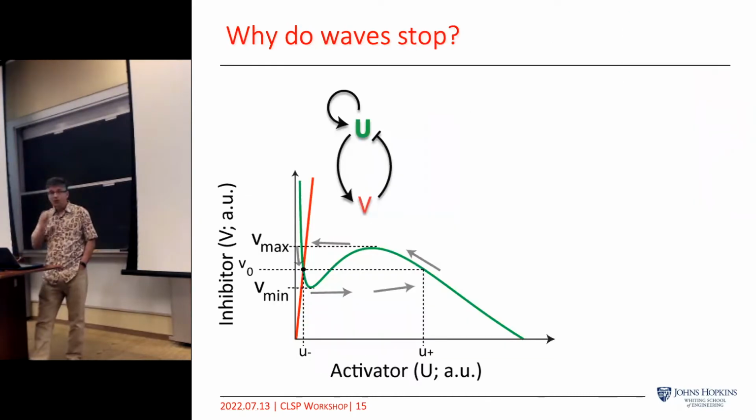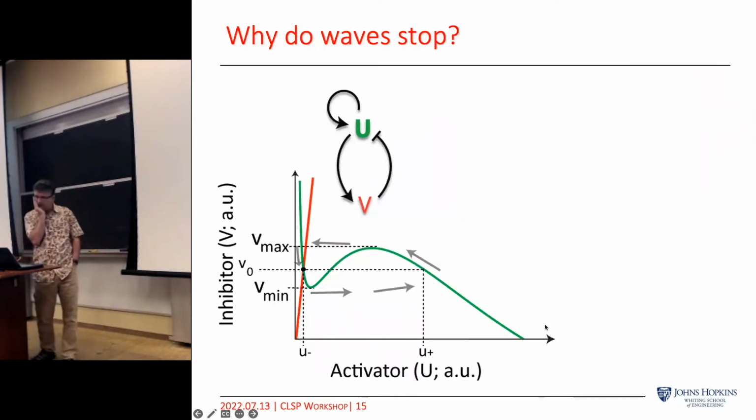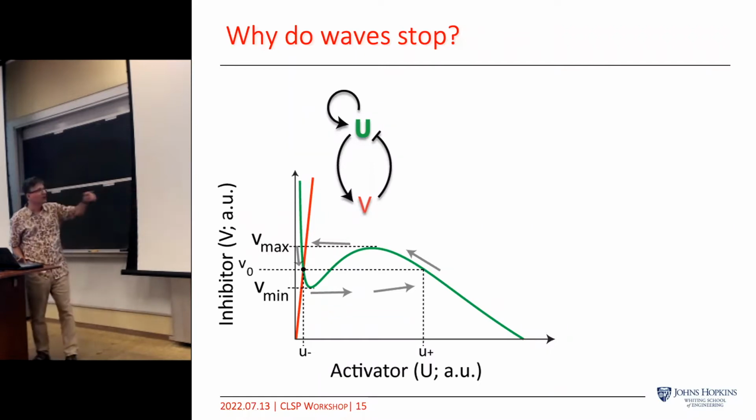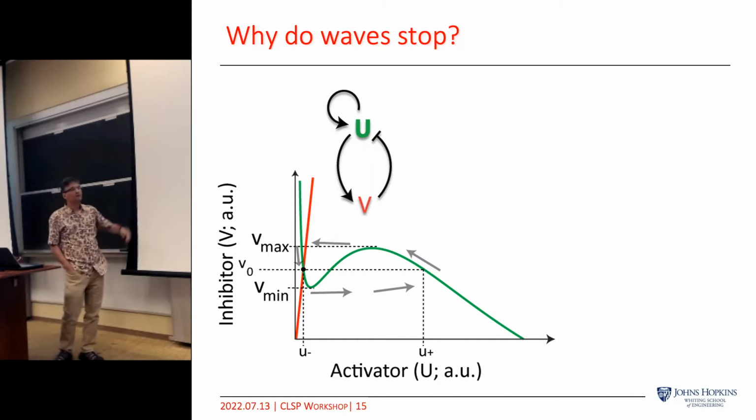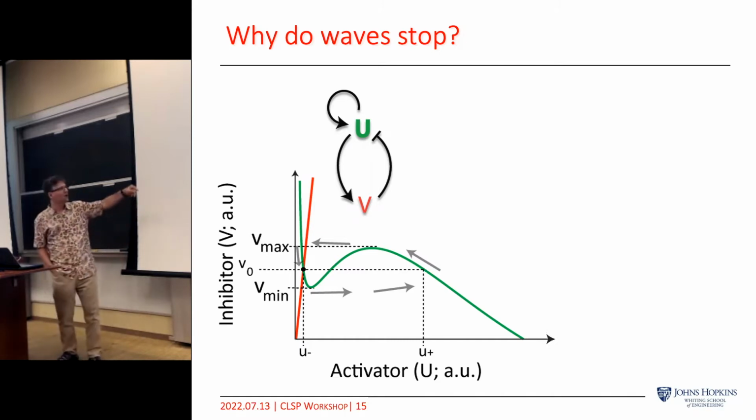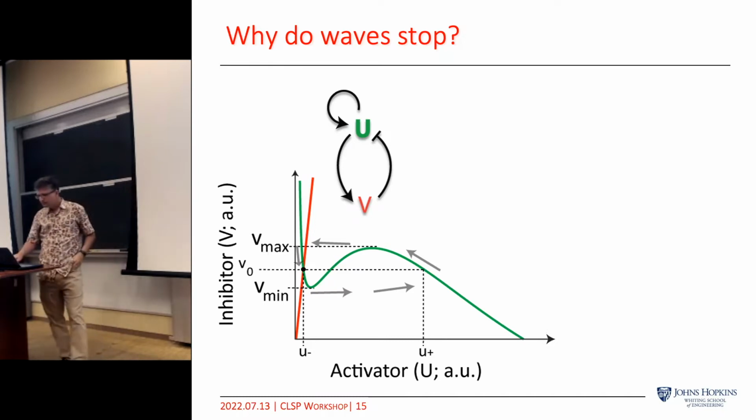So why do waves stop? This was interesting because it led us to actually try to perturb the system. Basically, the null lines that I showed you look like this, and the equilibrium point is where the two intersect. If you look at the cubic null line, you have a maximum and a minimum, and the intersection is somewhere between the two.